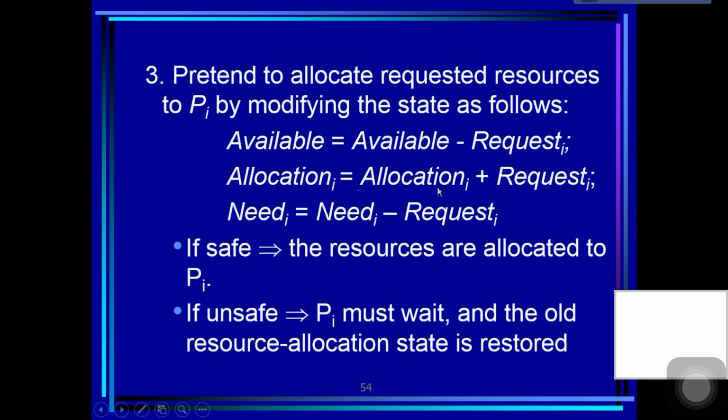Allocation i equals allocation i plus request i, and need i equals need i minus request i. If we can find the safe sequence, then the resources are allocated to Pi. If we cannot find the safe sequence, that means the allocation will result in the system being in an unsafe state, then Pi must wait, and the old resource allocation state is restored.